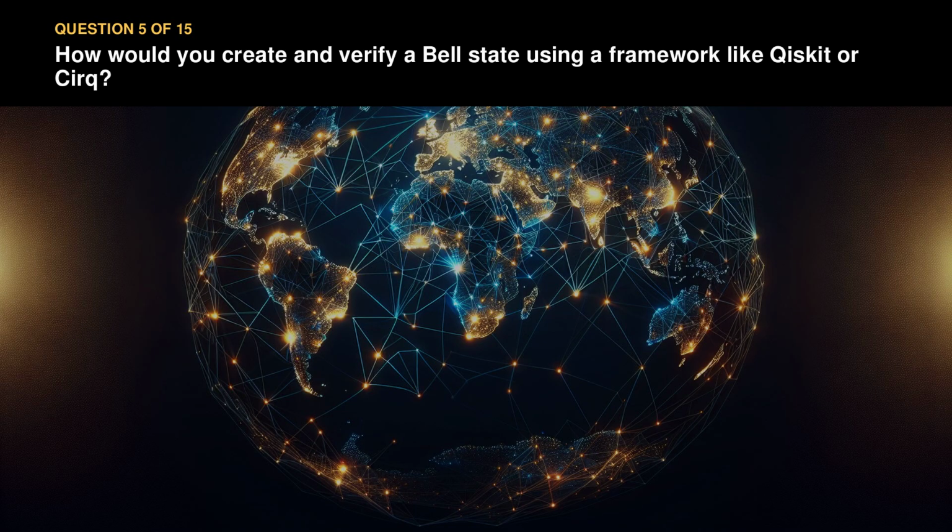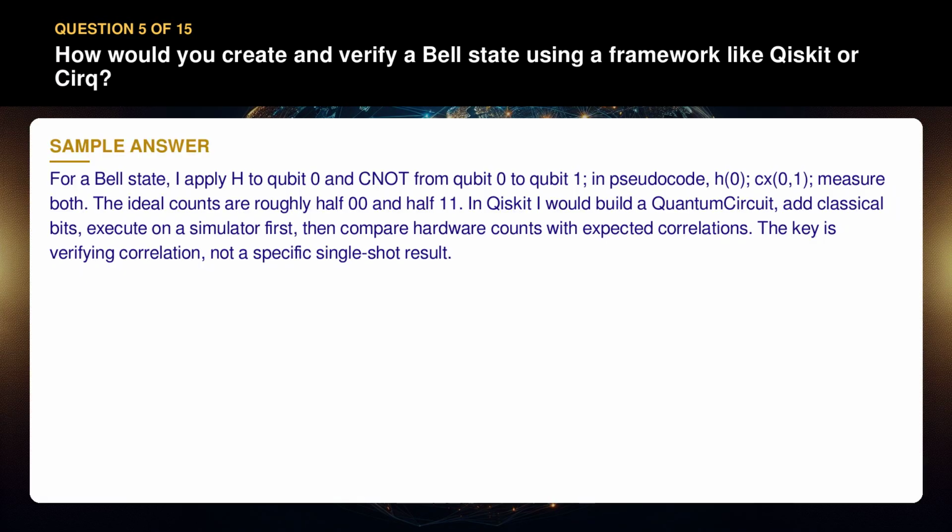Question 5. How would you create and verify a Bell state using a framework like Qiskit or Cirq? For a Bell state, I apply H to qubit 0 and CNOT from qubit 0 to qubit 1. In pseudocode, H 0, CX 0 1, measure both. The ideal counts are roughly half 0,0 and half 1,1.